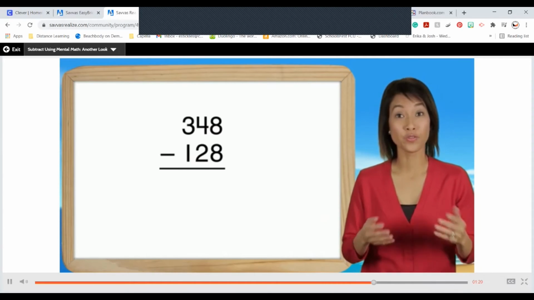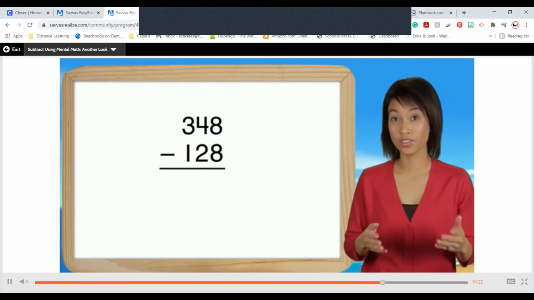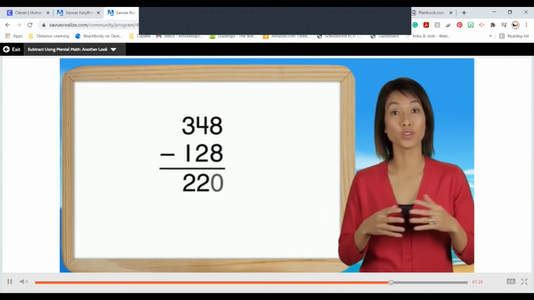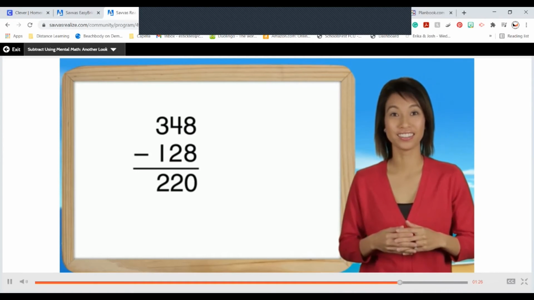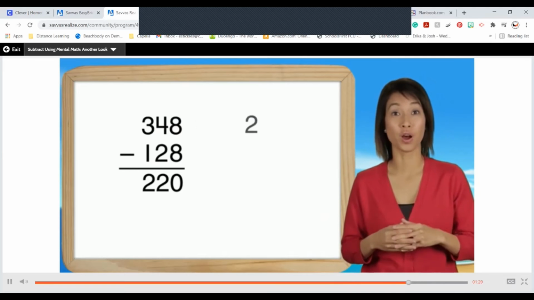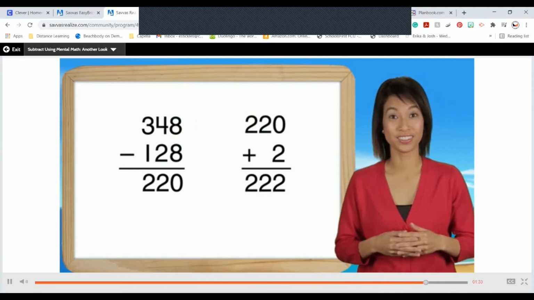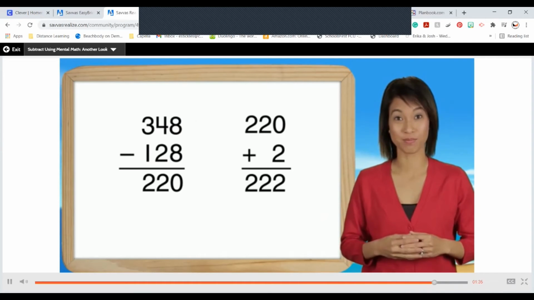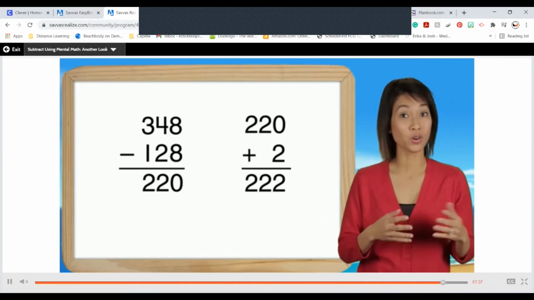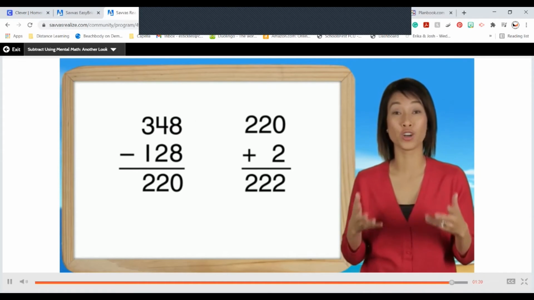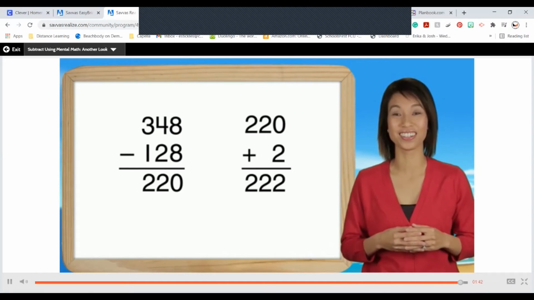Well, 348 minus 128 gives us 220, an easier number. If we include the 2 we added from 126, we end up with 222. We got the same answer both times. So whether you count back or use easier numbers, you can make subtracting 3-digit numbers easier than ever.